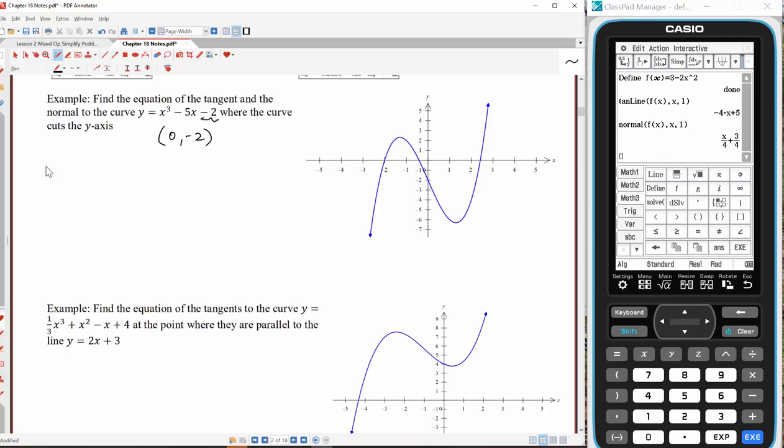All right, so now all we need is the gradient of the tangent at this exact point here. So we'll let y equal f of x, get our derivative, 3x squared take 5, and find out what its gradient is at x equal to 0, which is -5. Seems to be appropriate. Now we've got our equation, y take y1 equals m times x take x1.